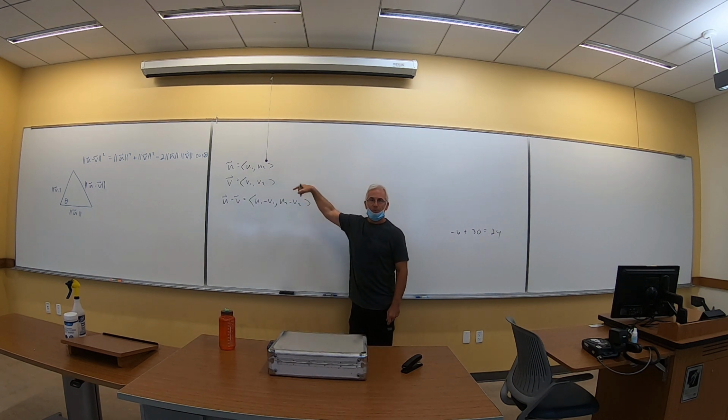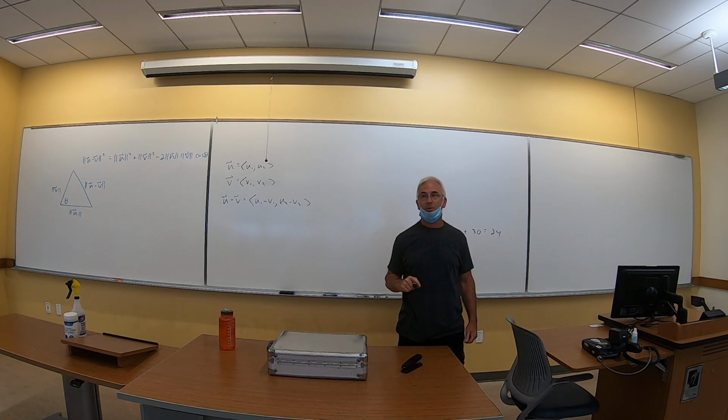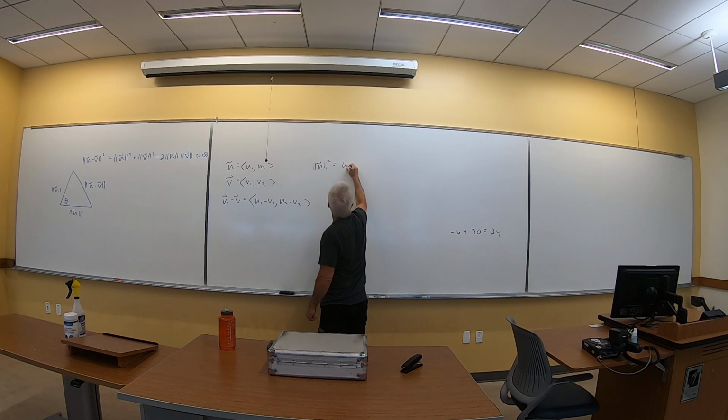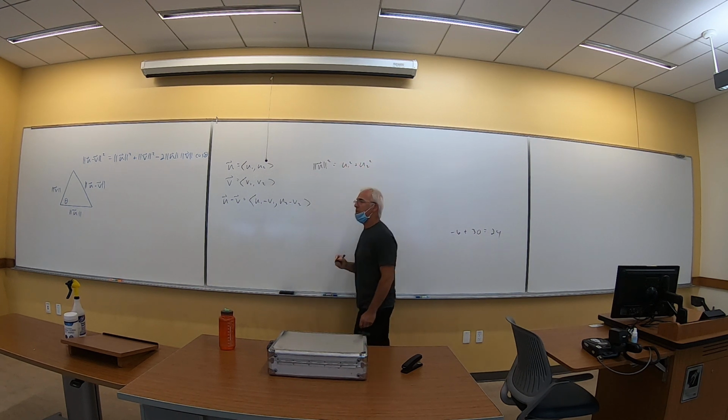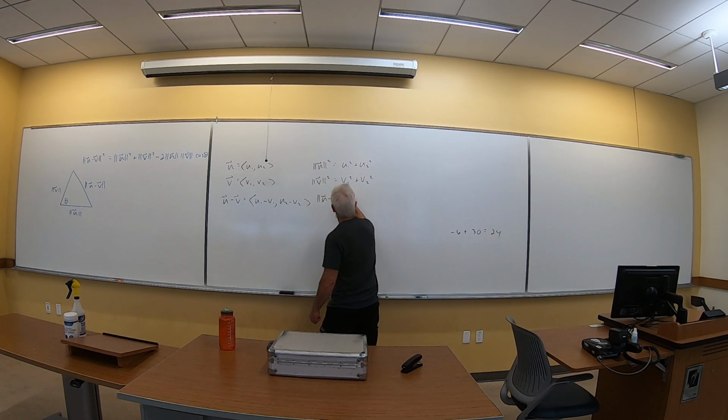I need these magnitudes, but I don't want the square roots because you notice most of those are squares. That's a good thing. So with that said, what is the magnitude of u squared? Well, wouldn't that be u1 squared plus u2 squared? And then the magnitude of v squared would be v1 squared plus v2 squared. And finally, the magnitude of u minus v squared would be u1 minus v1 squared plus u2 minus v2 squared.